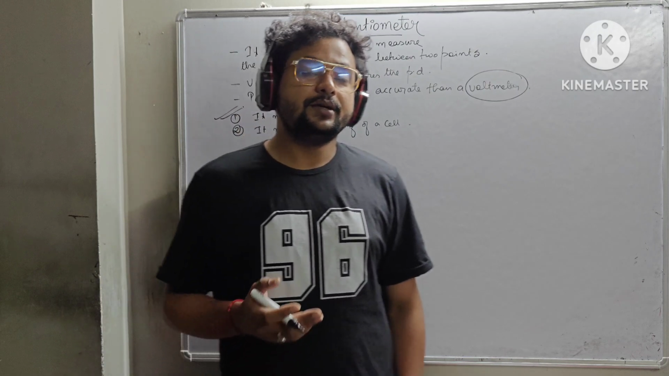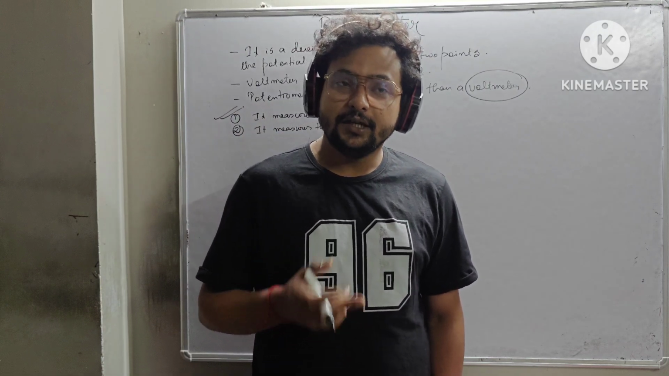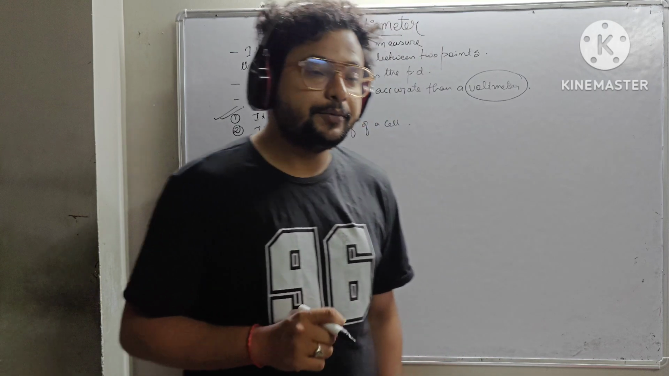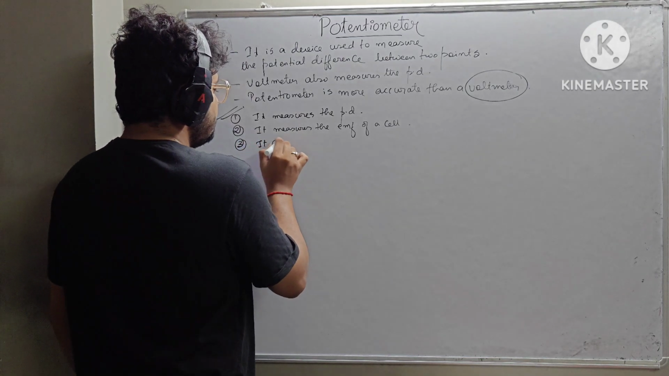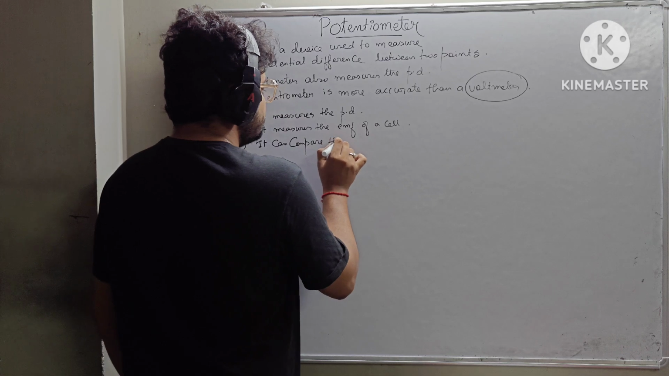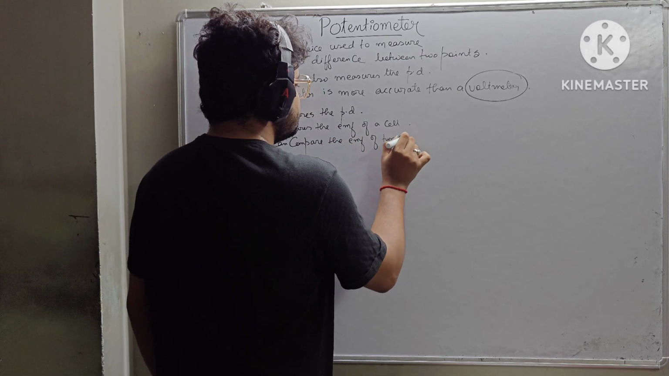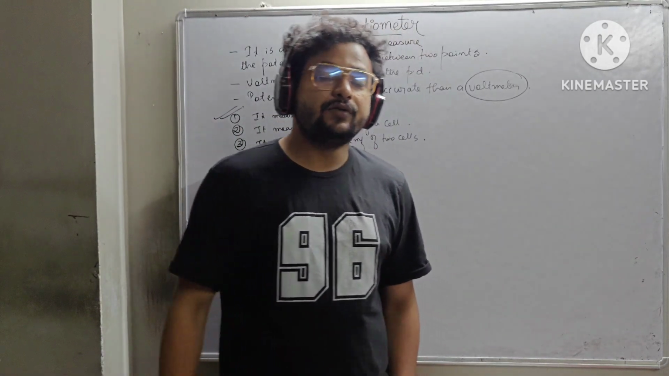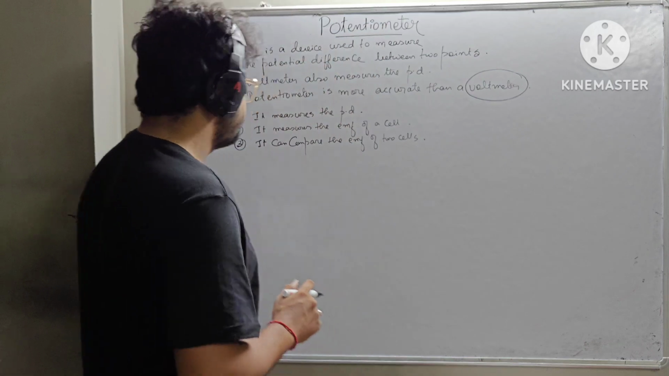I hope all of you know what is the meaning of EMF of a cell. Suppose you have a cell and you don't know the EMF of the cell. With the help of this potentiometer, you can easily measure the EMF of the cell. Number 3, it can compare the EMF of two cells. Suppose you have two cells and you want to compare the EMF of the two cells. So that is also one more function of a potentiometer.